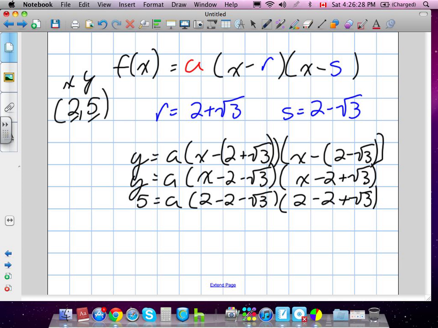Which in this case becomes 5 is equal to a. This becomes 2 minus 2 is 0, so negative root 3. Times 2 minus 2 is 0 again, so plus root 3. Which actually becomes really nice for us. Because, first of all, we got our a, we're going to figure out what this is. Negative times a positive is going to be which answer?